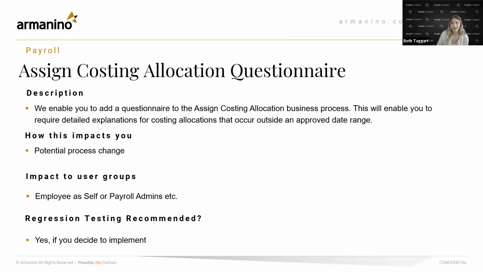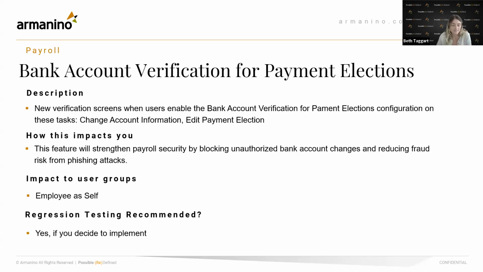All right, just a couple of payroll features. Workday now enables you to add a questionnaire to the assign costing allocation business process. This will enable you to require detailed explanations for costing allocations that occur outside an approved date range. So just giving you more information as you're going throughout your business processes if you need it.